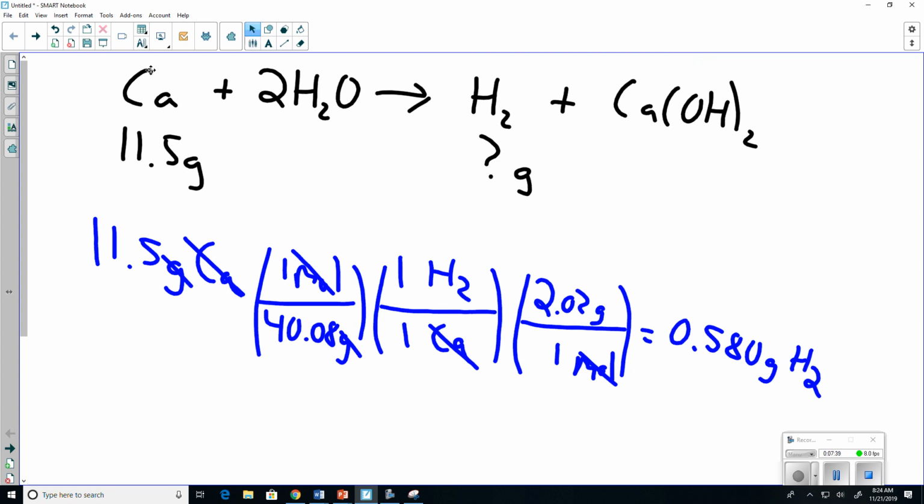I typically suggest not only writing grams, but grams of what for your unit, because recall in stoichiometry, I could solve for anything in that balanced equation. It doesn't have to be reactant to product. It can be reactant to reactant, product to product, product to reactant. That's the nice thing about those ratios. It works for relating anything together.